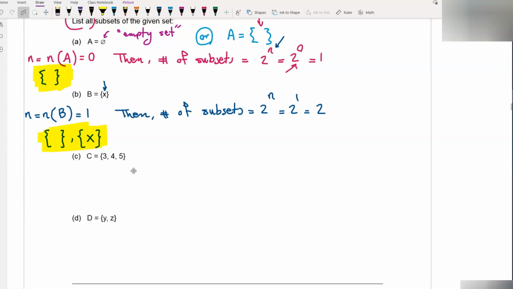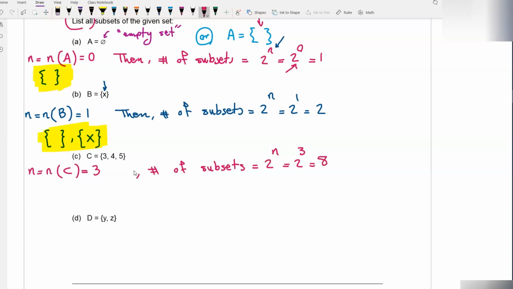Now part C, our set is 3, 4, 5. How many members do we have inside? The number of elements inside C, counting how many we have here, it's 1, 2, 3 members. Therefore, number of subsets is equal to 2 to the nth power, 2 to the third, and that is equal to 8. Now listing our subsets.